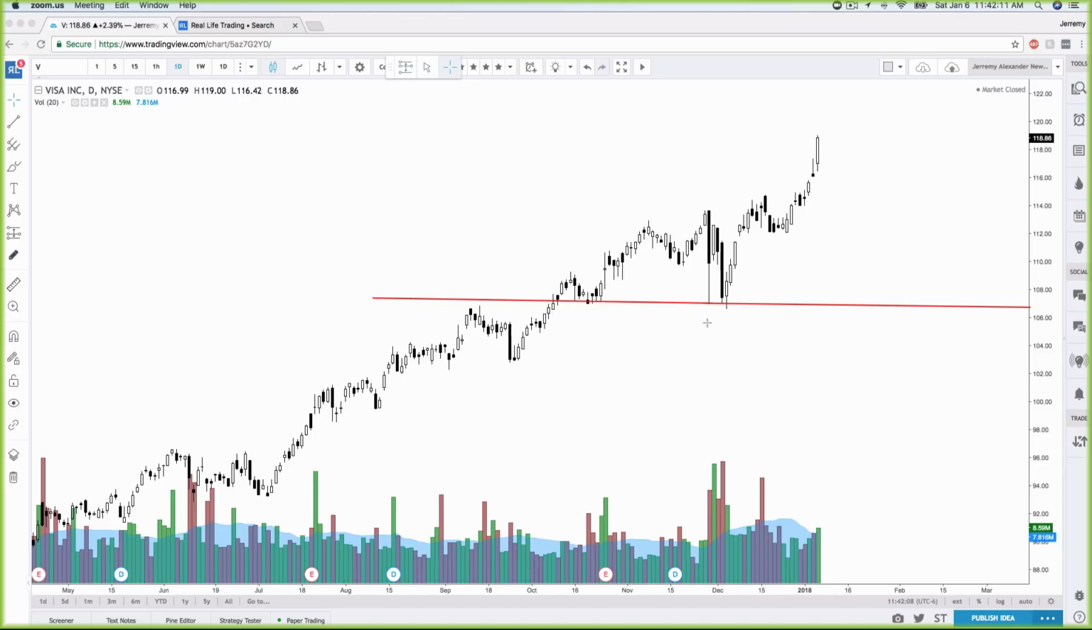So who do you think bought right here? Let's call them the red traders. So when the stock sold off, look at this trend on Visa. Is the trend bullish or bearish? It's bullish, unquestionable. Very strong bullish trend.